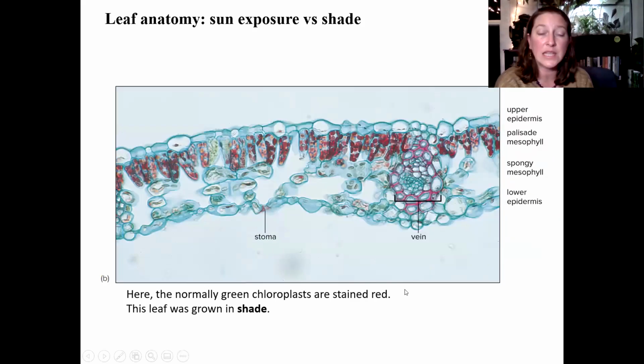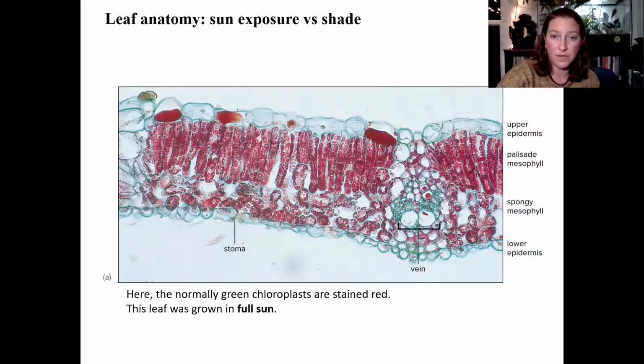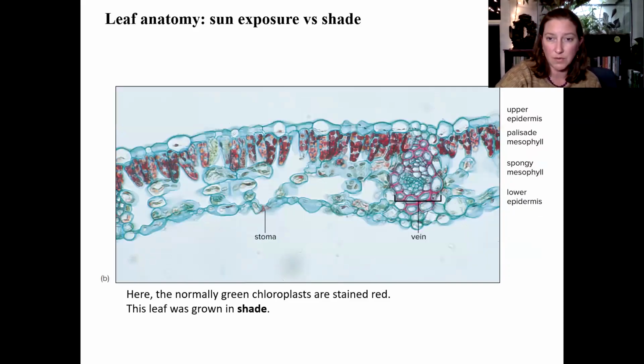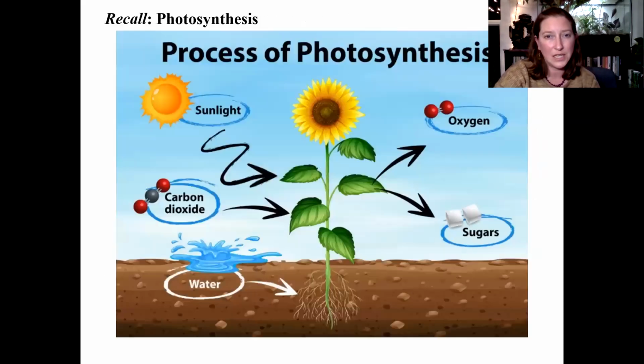Then look at this leaf. This leaf was grown in shade, and look at how little mesophyll there is, and particularly look at the spongy mesophyll. There's almost none, right? Just to give you an idea of how the leaf anatomy can change depending on external conditions.